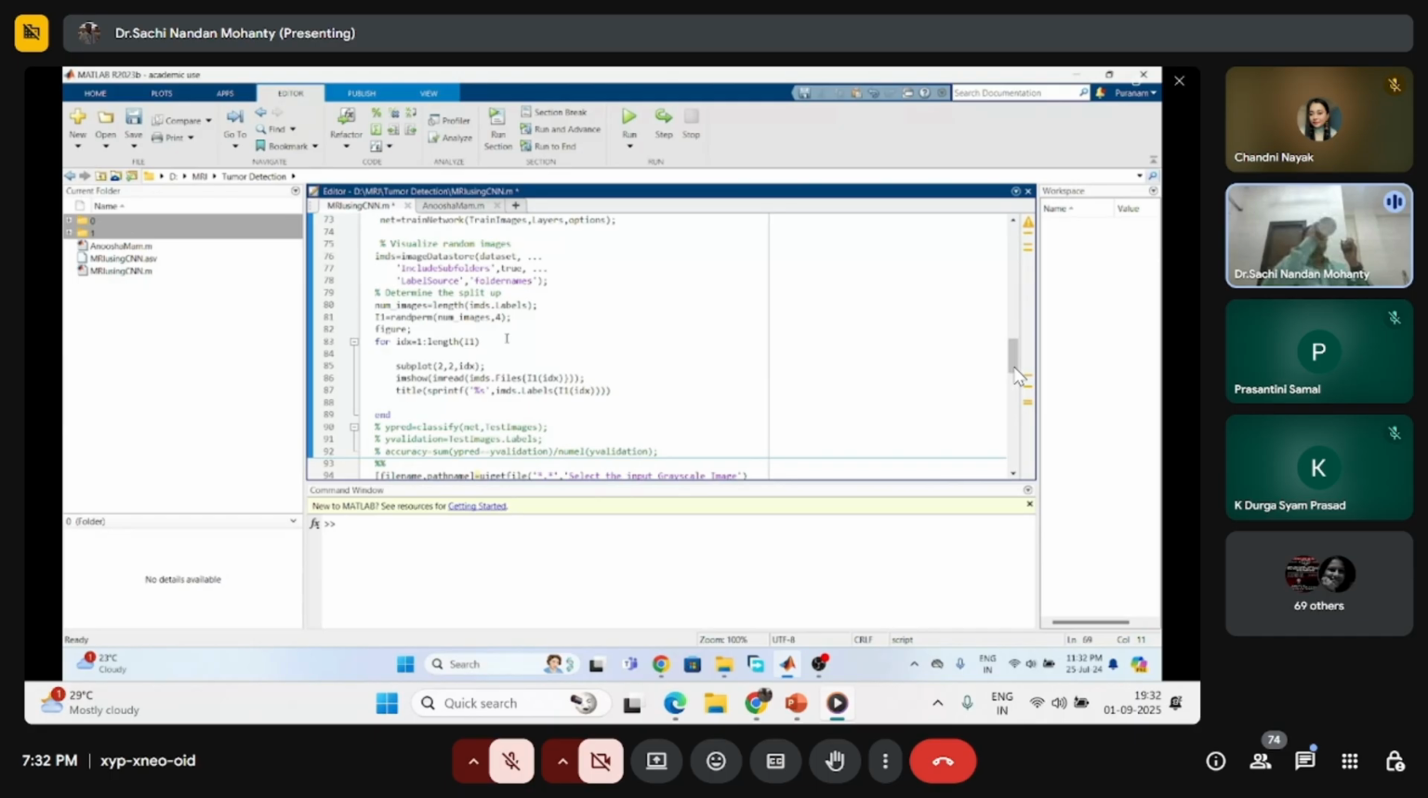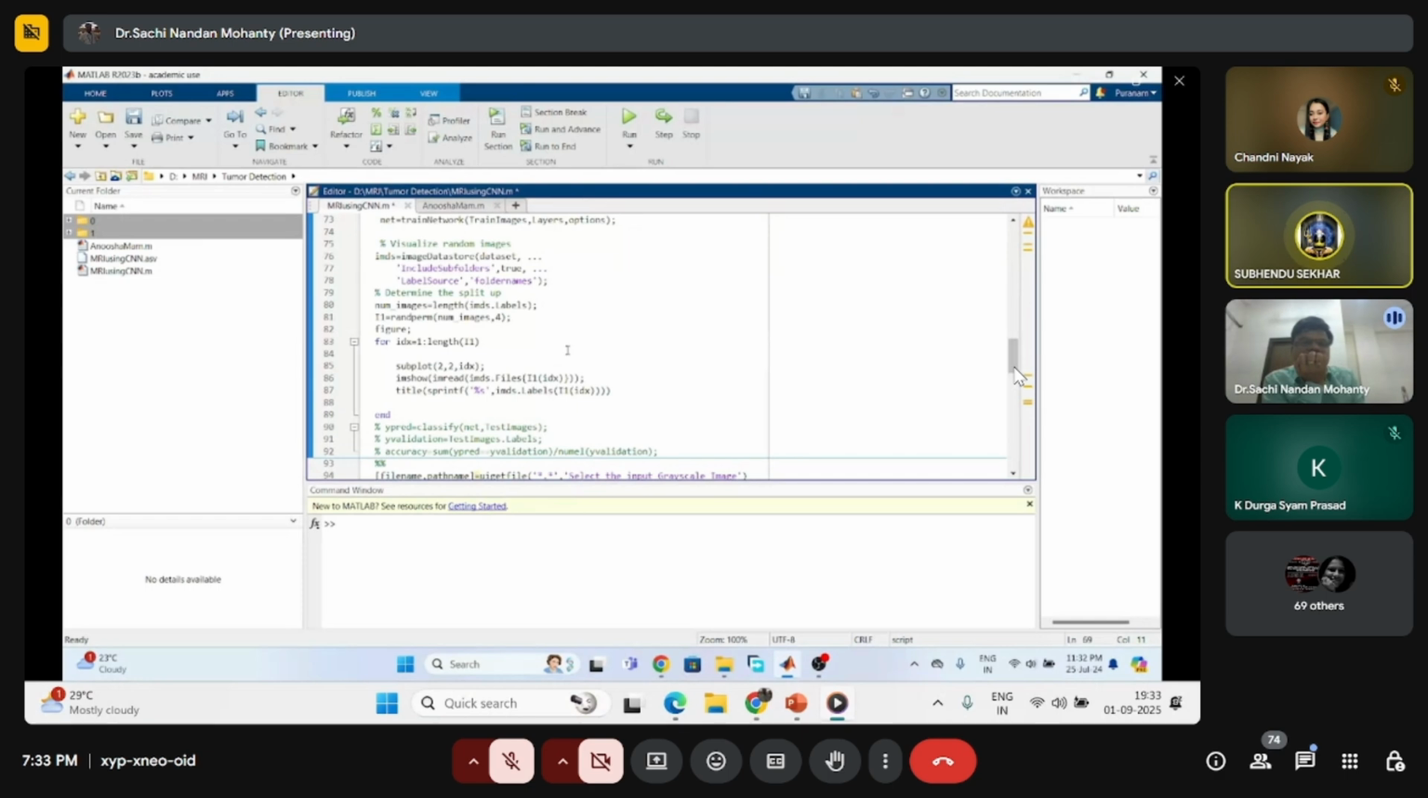This plot shows tumor images and non-tumor images. They have been clubbed together, and it will take random images now. So whenever we run this environment, it will ask for a test image to pick. If we pick a tumor image, it will show the tumor part, and if you pick a non-tumor image, it will show the non-tumor part. It will also segment the tumor, showing exactly where the tumor is.